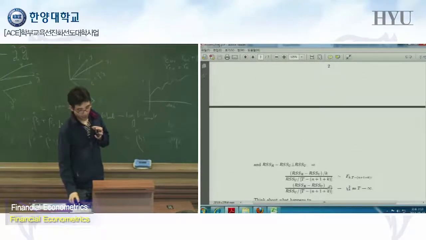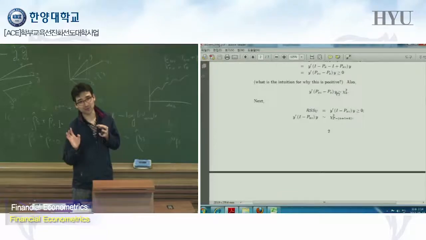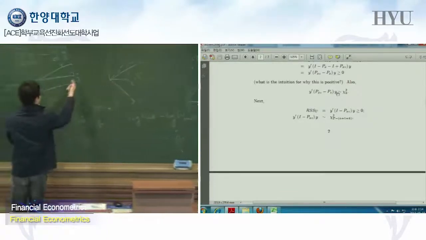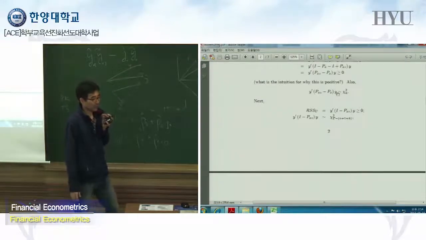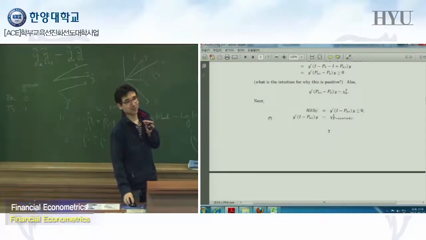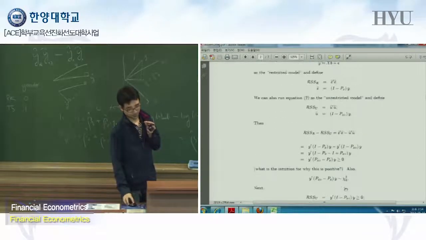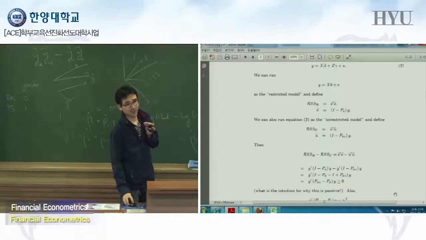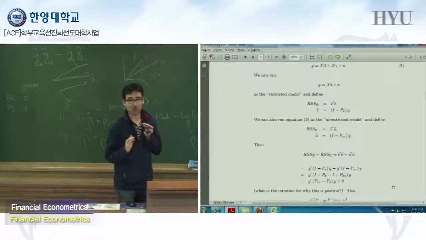However, if the value of F is large enough, if this is large, then this term is large, which means that the regression of y on the space of z is important. So they are important. In that case, we can reject the null hypothesis, and we can say at least one z is important.